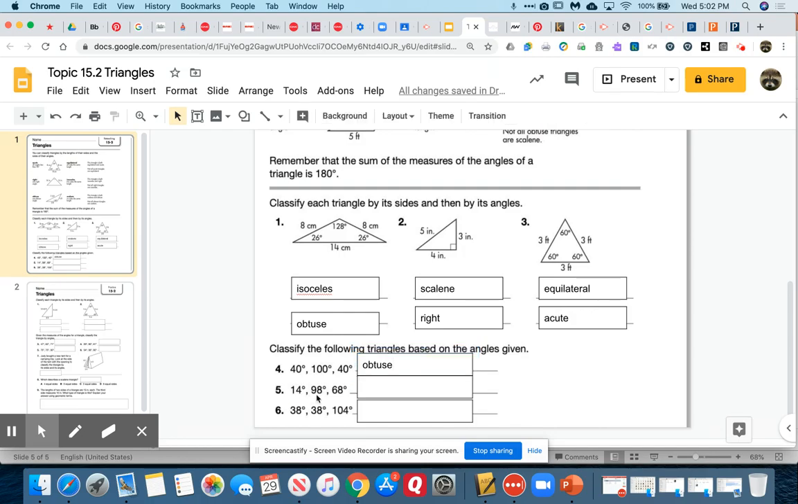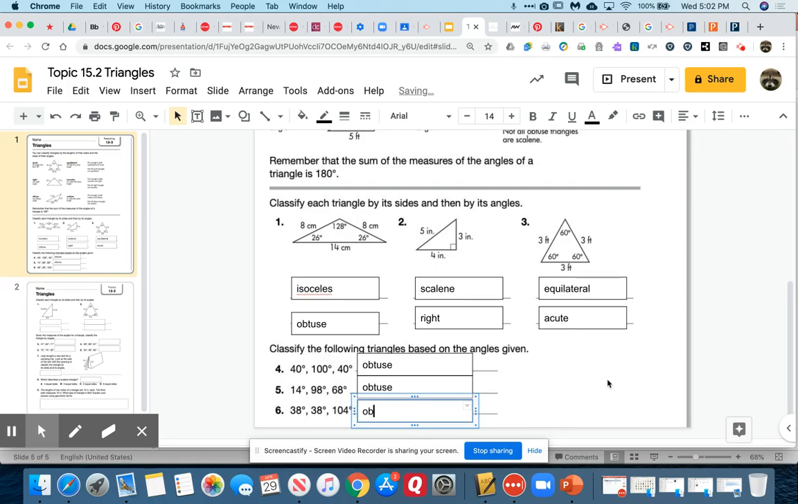We have 14 degrees, 98 degrees, and 68 degrees. Again, we have this one, 98. Is that greater than 90? Yeah, so that would be obtuse. And then we have 38 degrees, 38 degrees, and 104 degrees. We know that one of them is greater than 90, so we would say that it is obtuse.